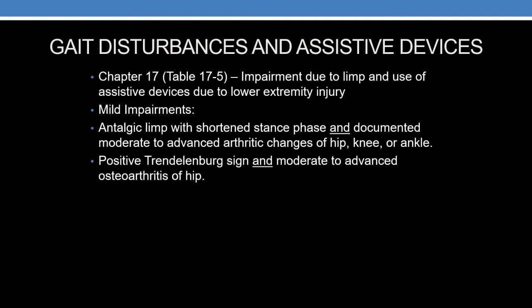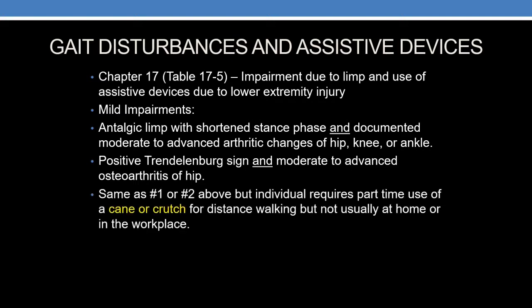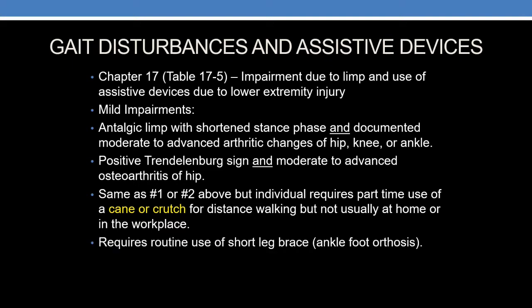So in Table 17-5, the mild impairments include the following. Number 1, an antalgic limp with a shortened stance phase and documented moderate to advanced arthritic changes of the hip, knee, or ankle. Okay, so that involves a limp, an antalgic limp, a limp away from pain with a shortened stance phase. Now I want you to picture what it looks like to have a shortened stance phase.